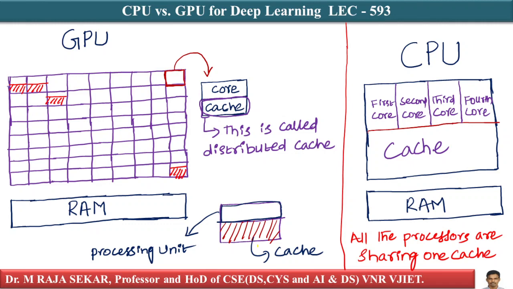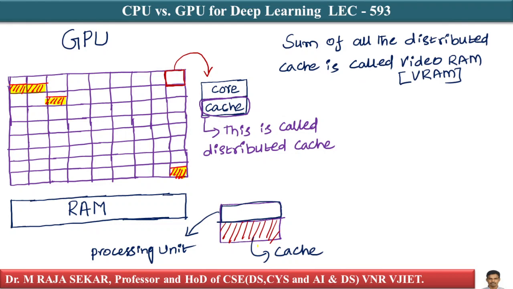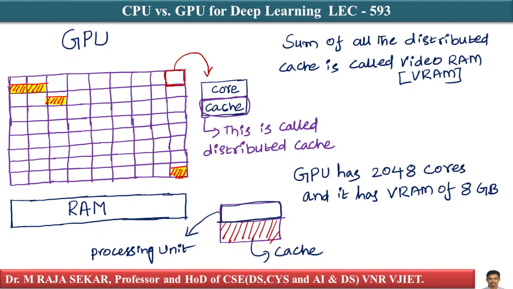So what you have here is distributed cache. That is important. And the sum of all these distributed caches is called VRAM. That is video RAM. So you might have heard that a GPU has 2048 cores, and it has VRAM of 8 GB.